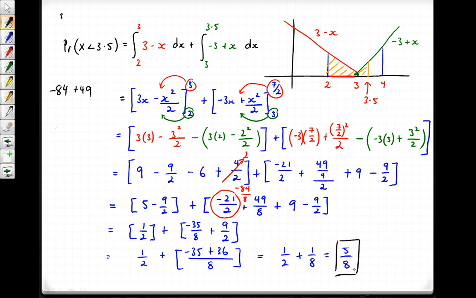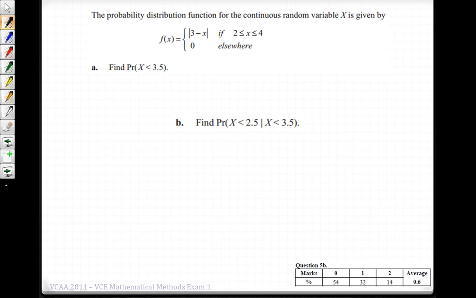geometric interpretation. So if you can, try and avoid doing all this calculus, because it's pretty easy to make a mistake when you can just use the areas of triangles and stuff like that. So the next bit of the question says the probability density function of the continuous random variable x is given by blah blah blah. So still the same thing, but now we're looking at part B. Find the probability that x is less than 2.5 given x is greater than 3.5.